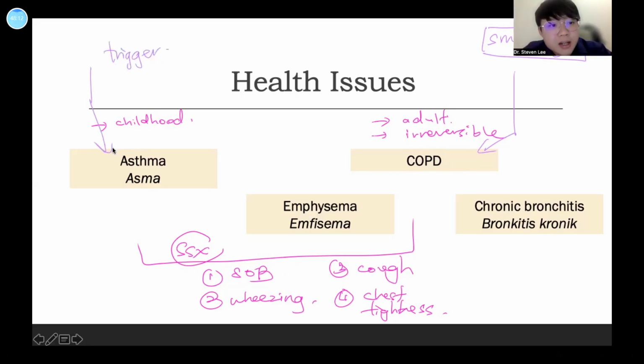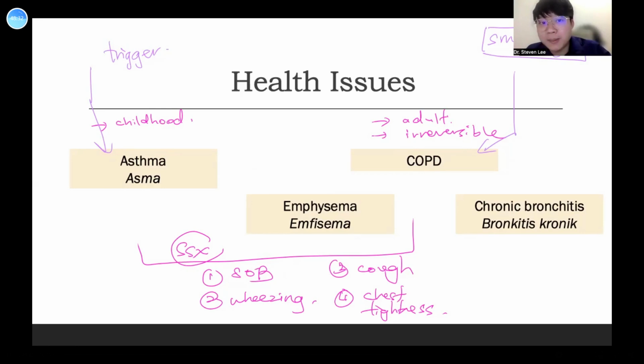And this trigger can be anything. It can be pollens, it can be cold air, it can be exercise. It can be anything. So that's what we call a trigger. And normally asthma does not cause long-term damage to the lungs. It's totally reversible normally. So you use the pump, you can reverse it. You can breathe like normal. So that is normally what we call asthma. But COPD is normally irreversible. This is the general idea.